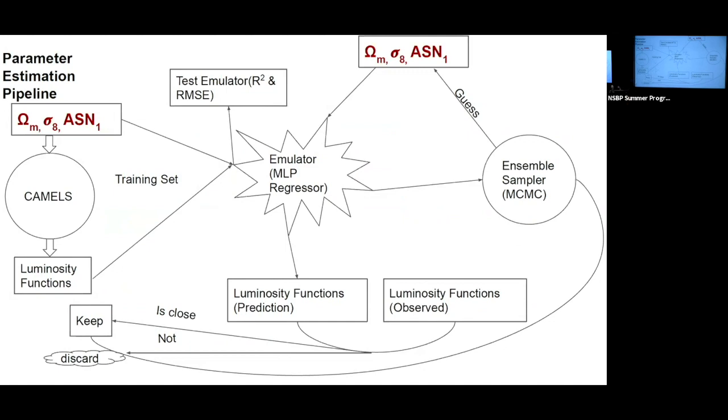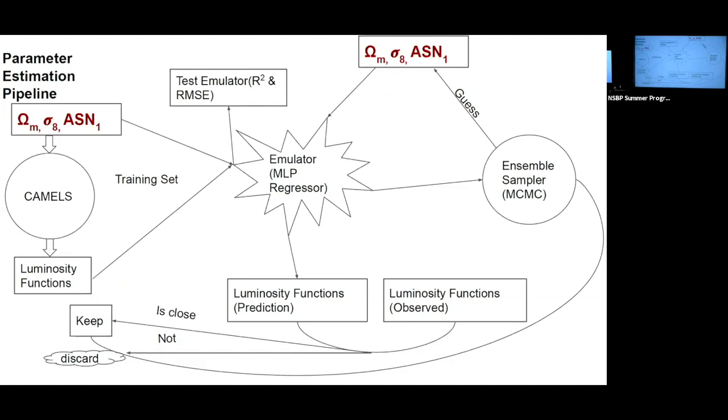So what MCMC does is we input luminosity functions into it, and it gets us a set of parameters as an output. And then the parameters that are output are again fed into the emulator, which then outputs predictions. And if the predictions are similar to our observed luminosity functions, they're kept. If they're not, they're discarded. So these are run thousands of times, until we find a convergence.